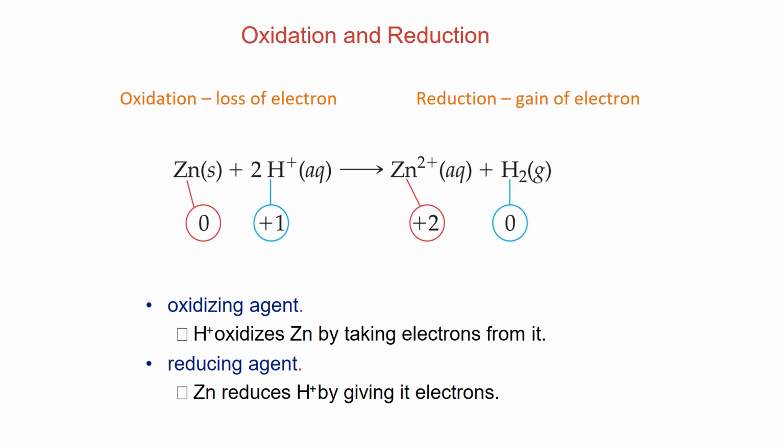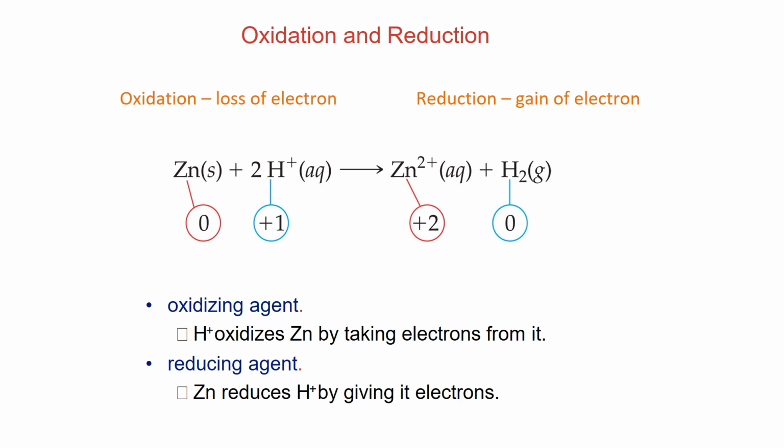As we have seen two types of electrochemical reactions, a spontaneous and a non-spontaneous reaction, how are these reactions performed? Through two processes, that is oxidation and reduction. What is oxidation? Oxidation is a loss of electron. Okay, oxidation is a loss of electron, whereas reduction is a gain of electron.